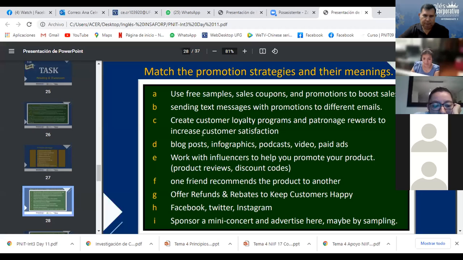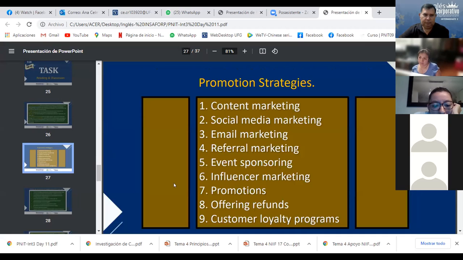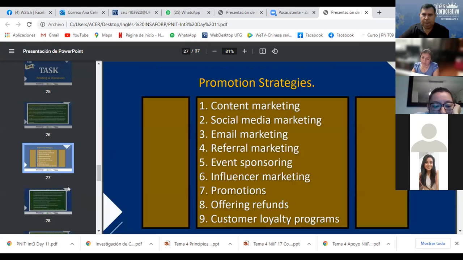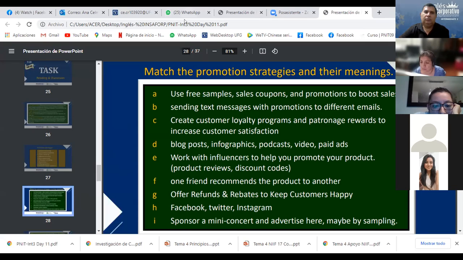Yes, this. For example, letter A, use free samples, sales coupons, and promotions to boost sales. I think that is maybe number 9, customer loyalty program. Yes, I agree. 9, letter A. Okay, the letter B. Letter B is number 3, email marketing. Yes, I agree. The letter B, sending text messages with promotions to different emails.